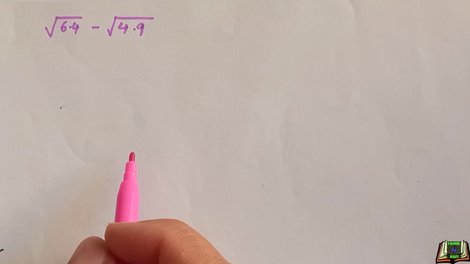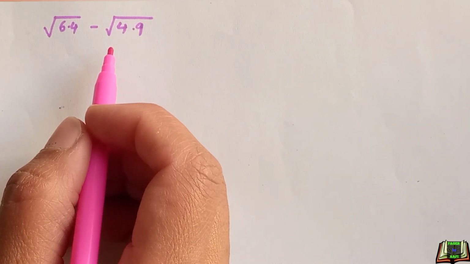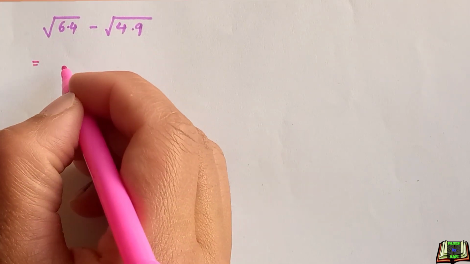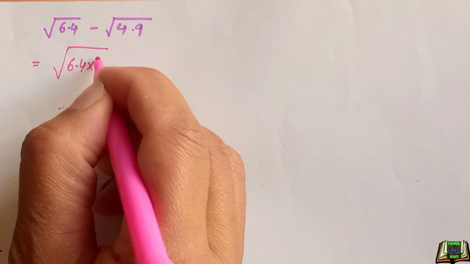Welcome back. In this video tutorial, we have to find the value of root 6.4 minus root 4.9. So let's get started and find its solution. In the very first step, we will multiply and divide by 10 to both numbers which are in the square root.